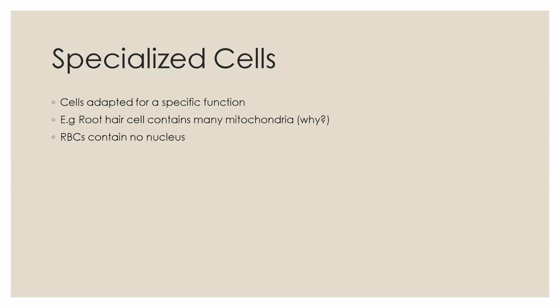Why? How does a root hair cell absorb minerals? It does that through active transport. Active transport takes place against the gradient using energy from respiration. So more respiration is required to absorb more minerals, and for that mitochondria are needed.